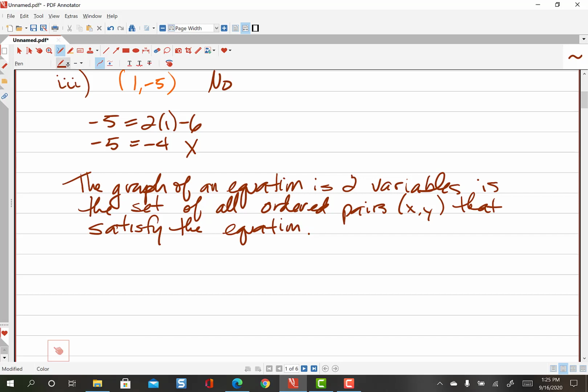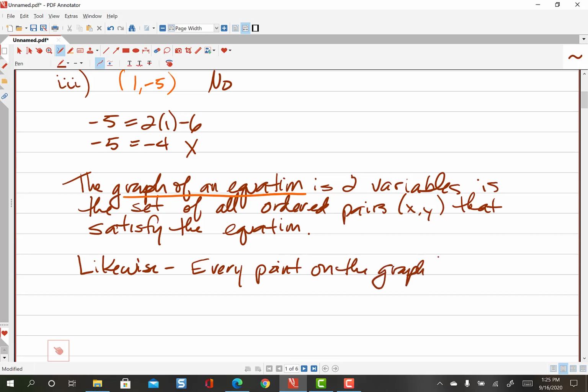So I'm saying the graph of an equation is the set of all xy pairs that satisfy the equation. Now let me turn this around. Every point on the graph will satisfy the equation.